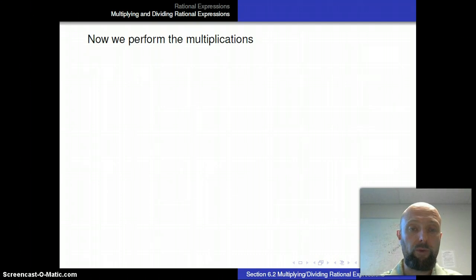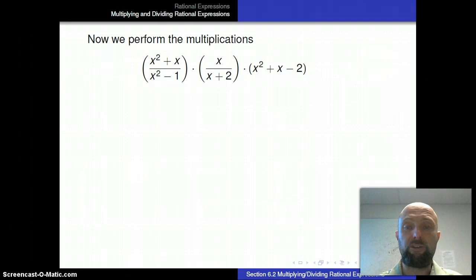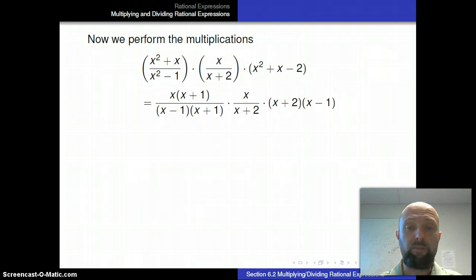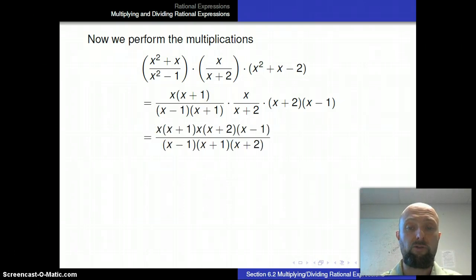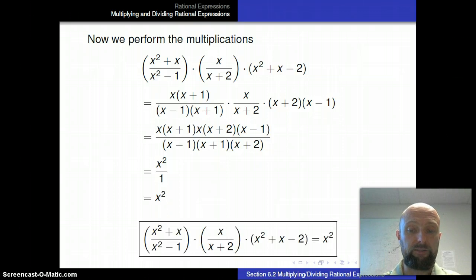Now we perform the multiplications. So here was the given expression. We replace the numerators and denominators by their factored forms. Now we can multiply the numerators and the denominators. And finally we cancel out any common terms. We see that there is a factor x plus 1 in common, and a factor x plus 2 in common, and another factor x minus 1 in common. And we are left with x squared over 1, which simplifies to x squared, which is our final answer.